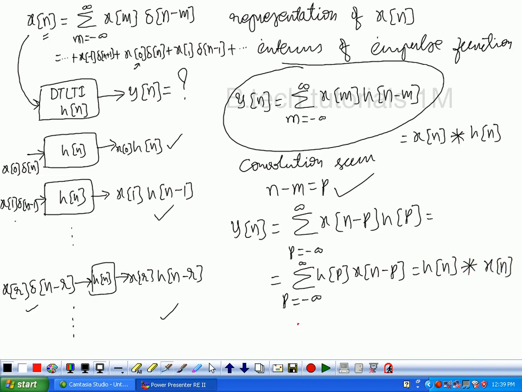So this indicates the convolution is commutative. Is it? The commutative property of convolution. So there are three important properties of convolution. One is commutation, another is association, another one is distribution. The convolution is commutative, associative, and distributive. Okay. Is it clear to you?